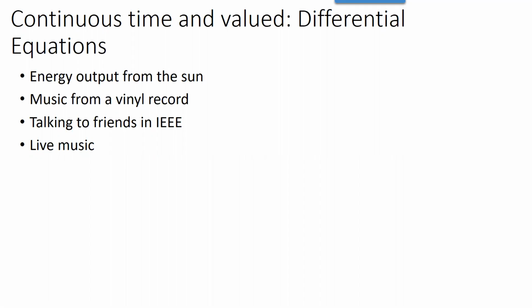If you're talking to your friends, well, I have to change it from IEEE room 376 to, oh, that's interesting, right? If you're physically in IEEE, you're continuous time and continuous valued. But if you're on the Discord server, well, everything's been digitized. It might seem like it's continuous, right? But in fact, it's discrete time and discrete value, right? And then live music, right?